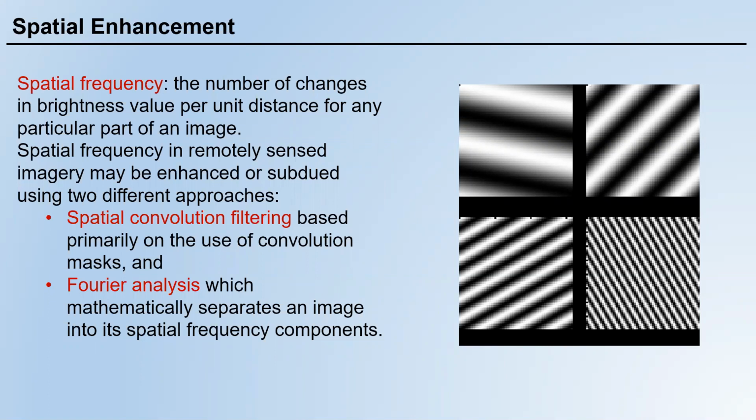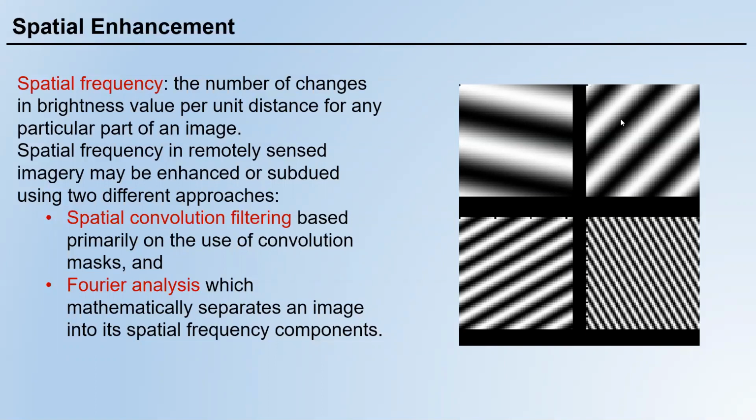It's called spatial frequency. It refers to the number of changes in brightness value per unit distance for any particular part of an image. Spatial frequency in remotely sensed imagery may be enhanced or subdued using two different approaches, spatial convolution filtering or Fourier analysis. So now on the right side of this slide, we have four figures.